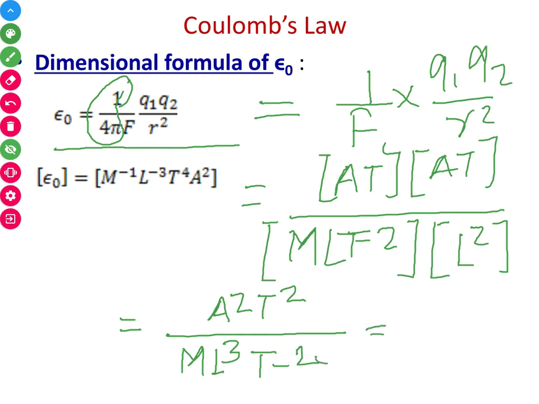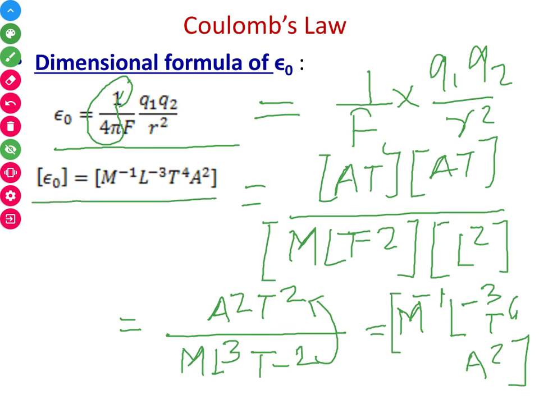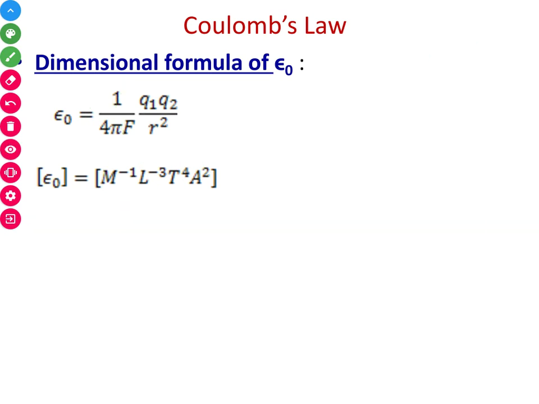So this 2 will get added over here, and the final expression is M to the power minus 1 L to the power minus 3 T to the power 4 A to the power 2. So this is the dimensional formula as given here. You can see M to the power minus 1 L to the power minus 3 T to the power 4 A square. So this is the dimensional formula of epsilon naught.